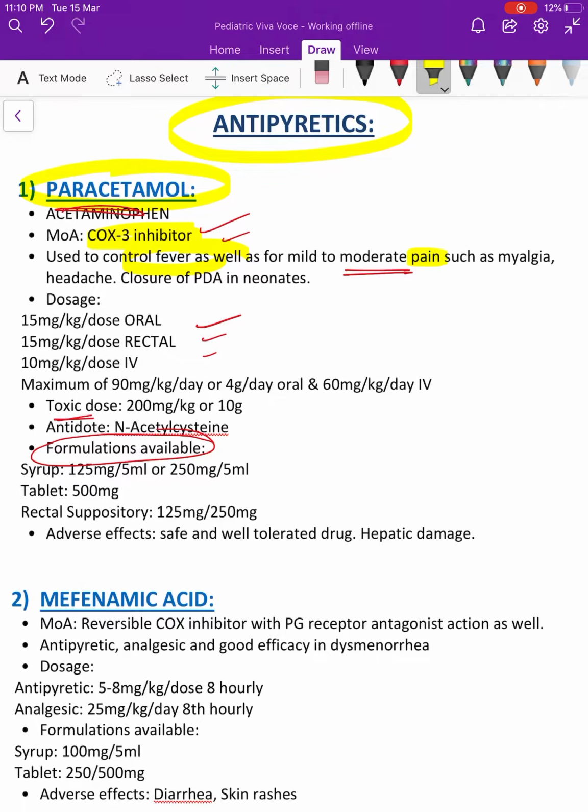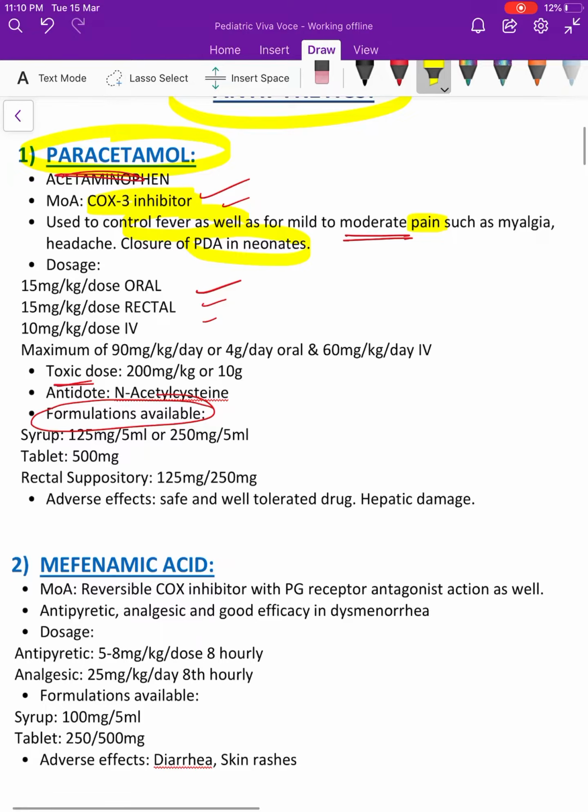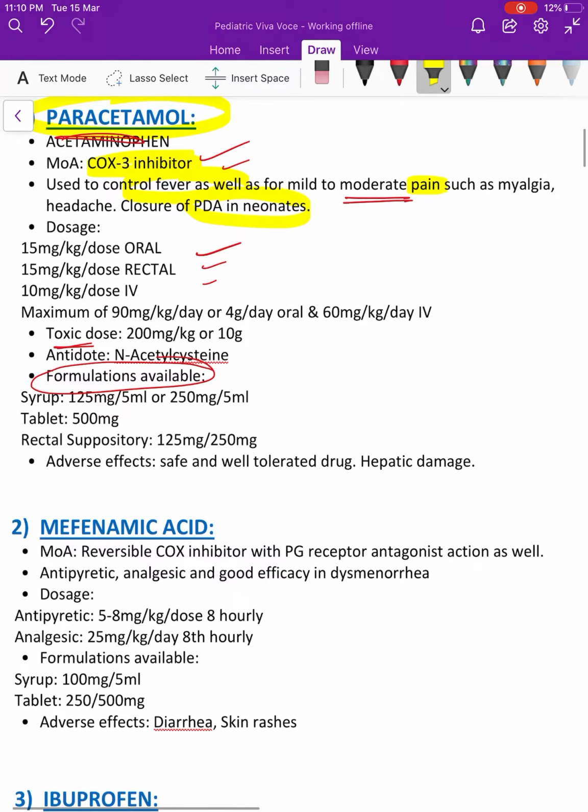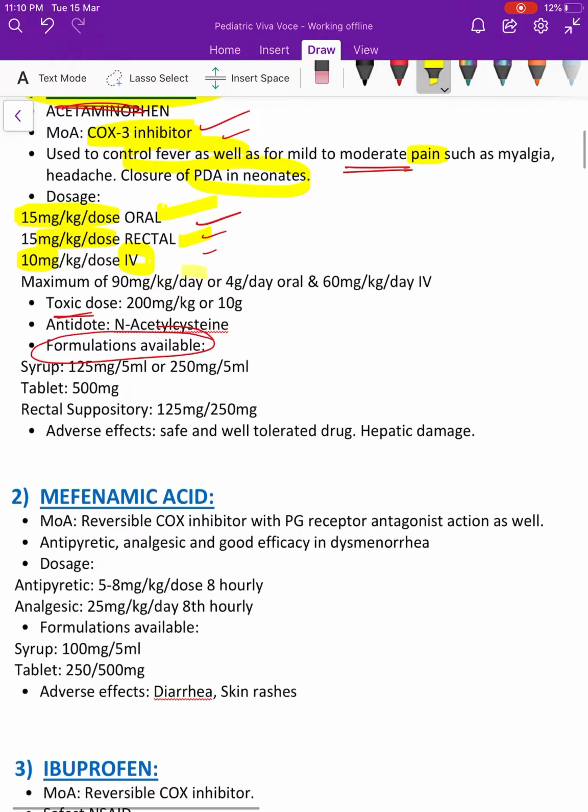In neonates it is used to close patent ductus arteriosus when it is causing hemodynamic instability, mainly in the preterms. What is the dosage? 15 mg per kg per dose when given orally. If given rectally, again 15 mg per kg per dose, and if given IV, then it is 10 mg per kg per dose. Maximum of 90 mg per kg per day or 4 grams per day oral, and 60 mg per kg per day IV. This is the maximum dose.